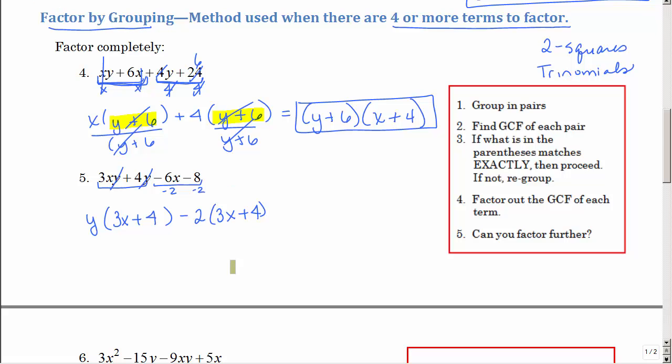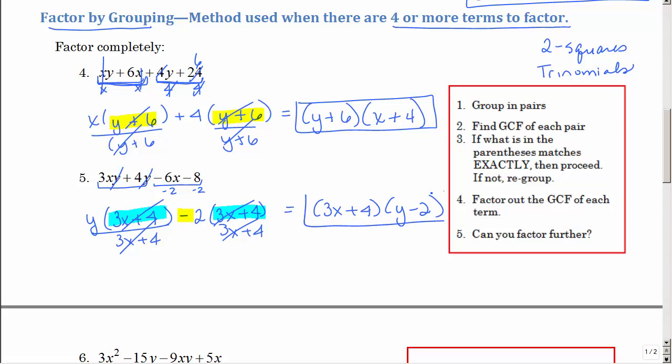Not done, because factoring means everything's multiplied together. Right here I have a subtraction sign. So I'm not finished. The good news is those match exactly, so I can keep going. That's my GCF. If I divide both terms by 3x plus 4, what do I have left? Y minus 2.